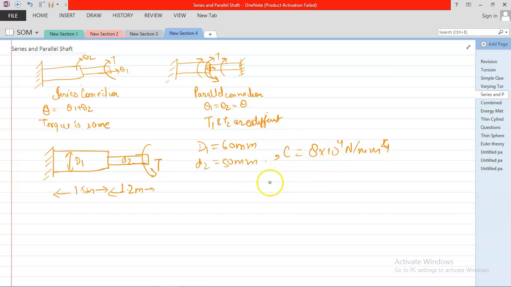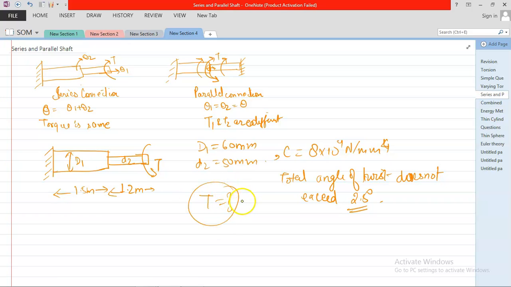And the total angle of twist does not exceed 2.5 degree. Okay, so this is your question. Any data is missing? Yeah, torque data is missing, I think. No, we need to find the torque so that the total angle should not exceed 2.5 degree.